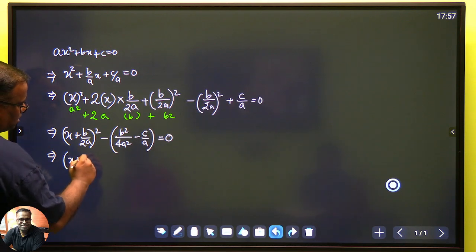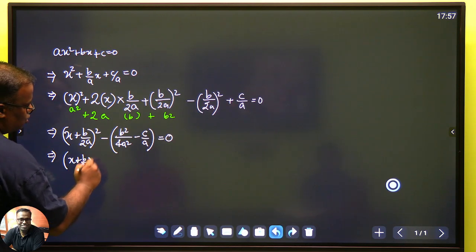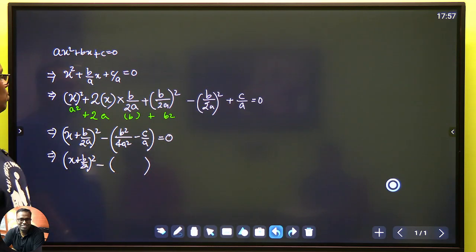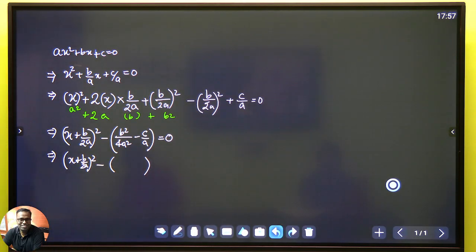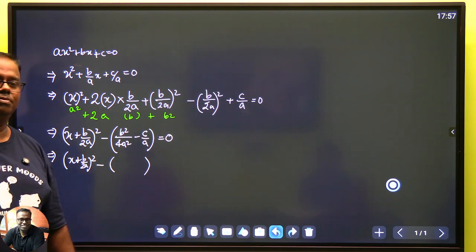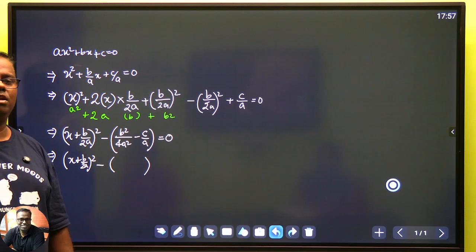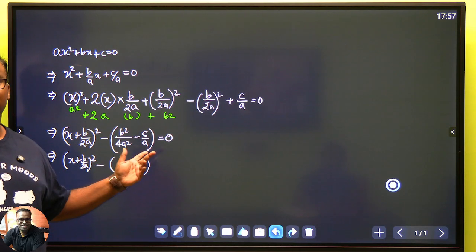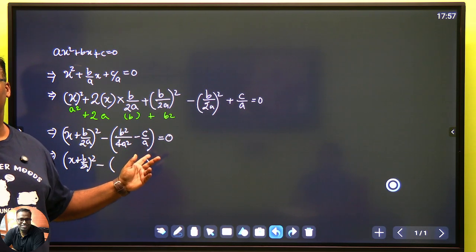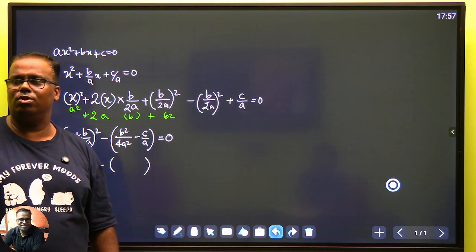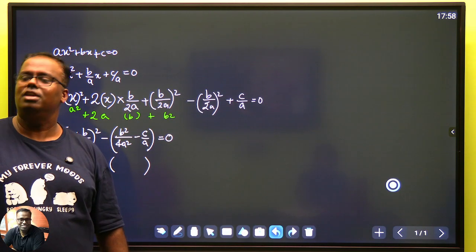X plus b by 2a whole square, and now take the common denominator here, 4a square and a. What should be the LCM? The LCM would be? Yes. 4a square and a. Look, divide by a. If you divide by a, how much will it be? 4a into 1.